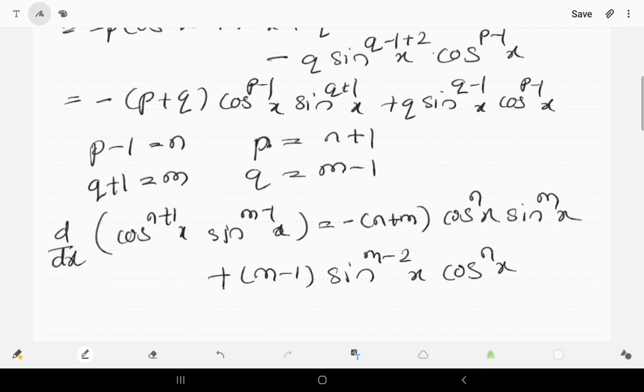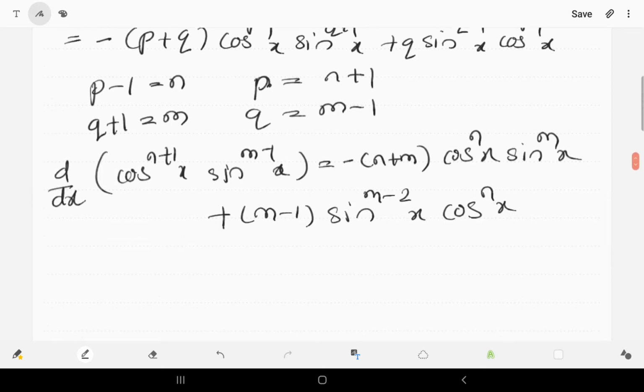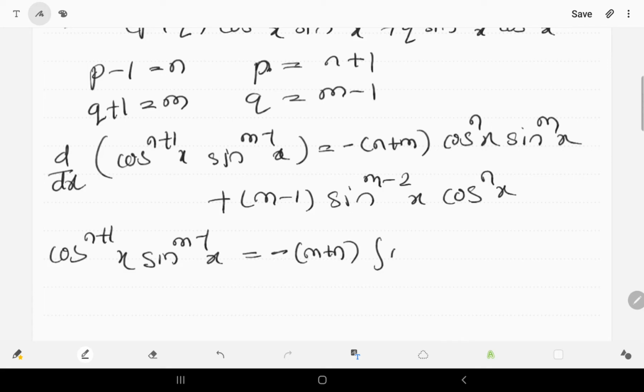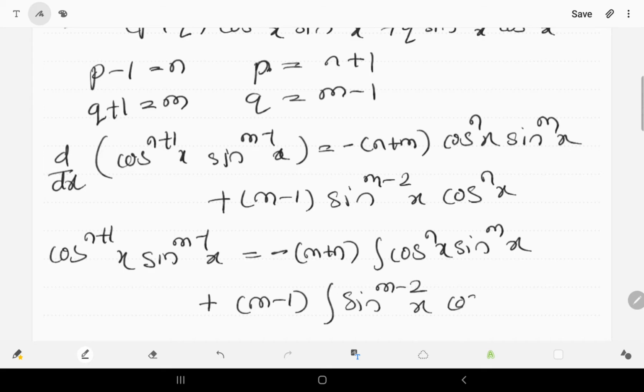Now integrating both sides with respect to x. The integration of the differentiation is nothing but cos raised to n plus 1x sin raised to m minus 1x, that is, we integrate both sides. So that is equal to minus of m plus n, integration of cos raised to nx sin raised to mx, plus m minus 1, integration of sin raised to m minus 2x cos raised to nx. Since it is an integration, we have to put dx.